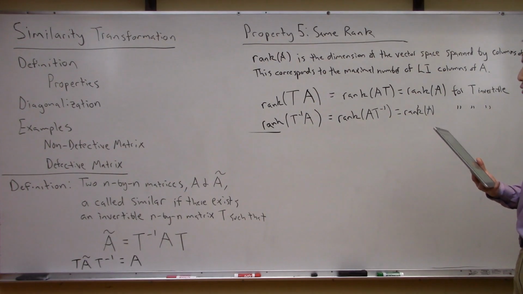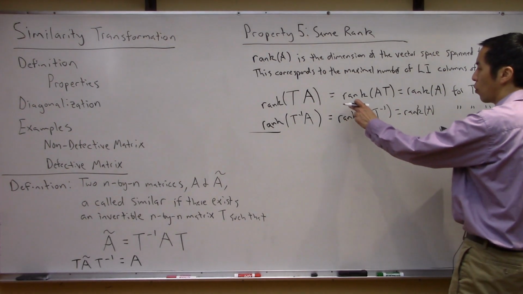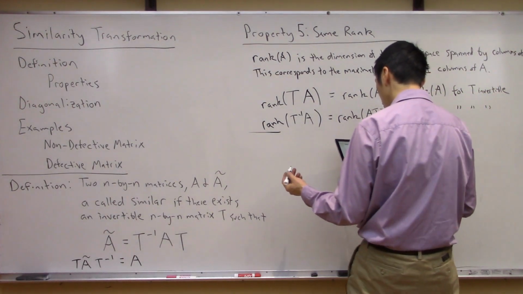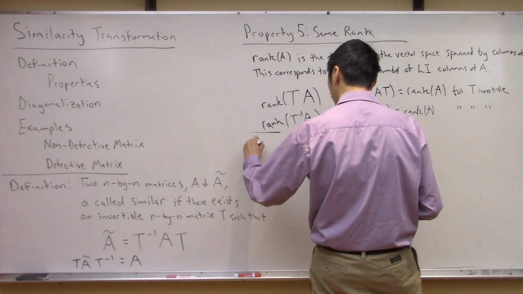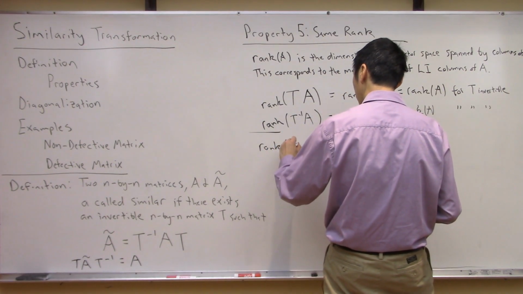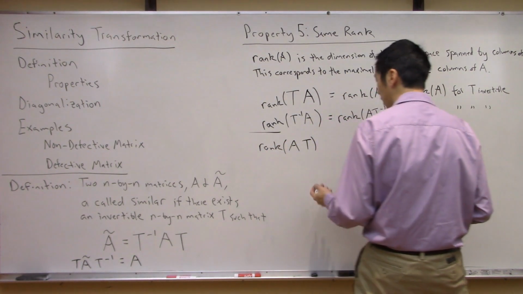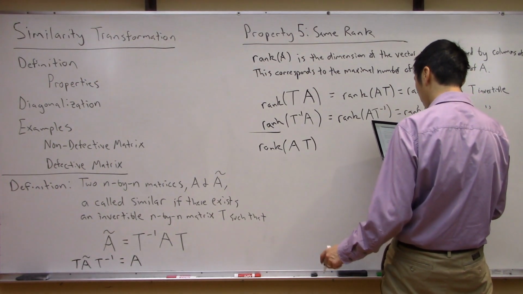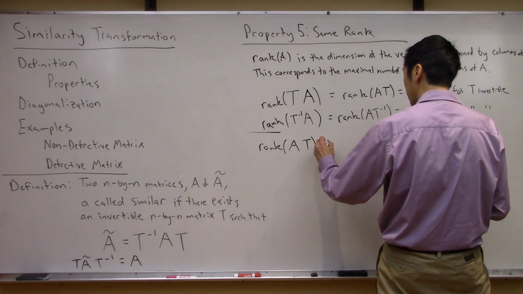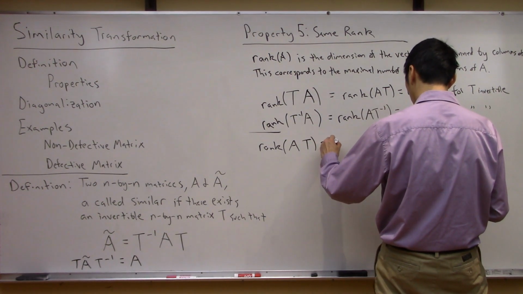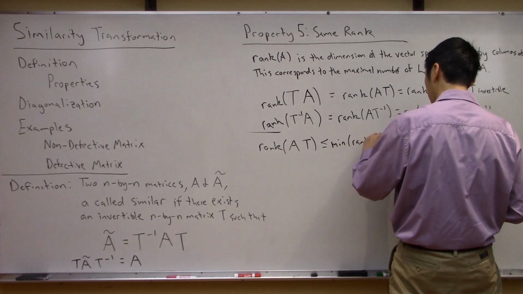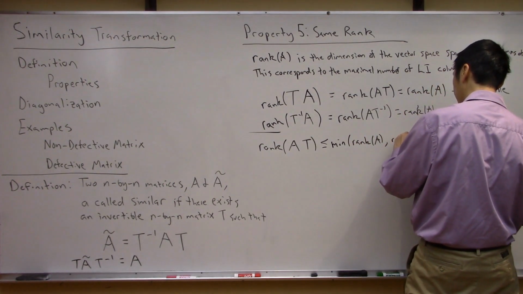The other way that we could prove this, if you want to make sure that this is true, is to use the property of matrix rank that says the rank of A times any matrix T, let's forget about T being invertible for now, this is the product of any two matrices, has got to be less than or equal to the minimum of the rank of A and the rank of T.